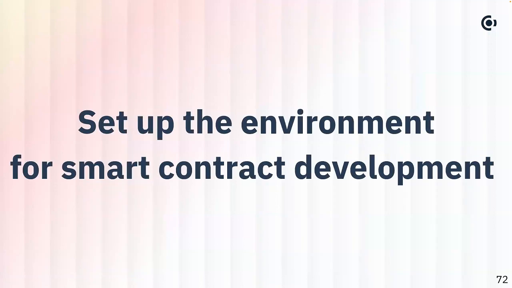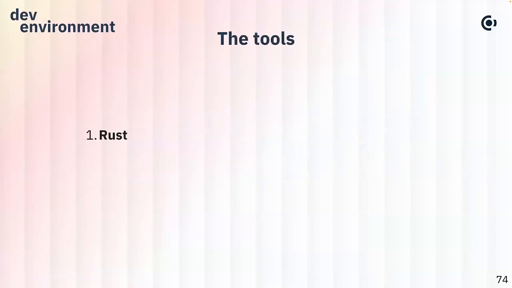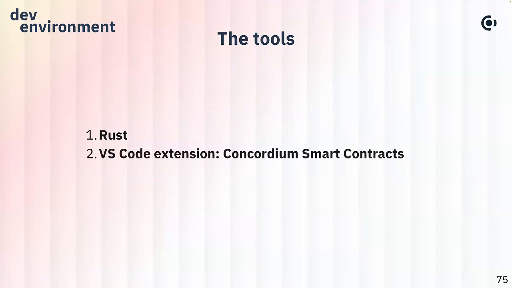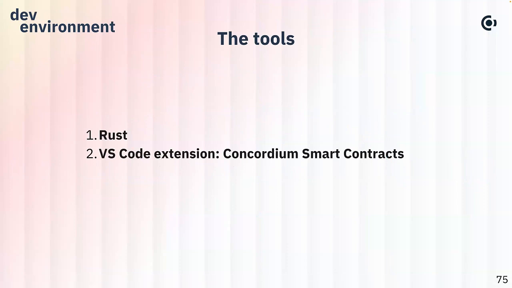Cool. Next up, we'll set up the environment for smart contract development. So the tools you're going to need are Rust, of course, and then the VS Code extension, Concordium smart contracts. You don't have to use this. You can do all the same things with a tool called Cargo Concordium, which the extension actually uses underneath, but it is quite easy to use the VS Code extension, and that's what I'll show here. Our developer documentation explains all the options you have.